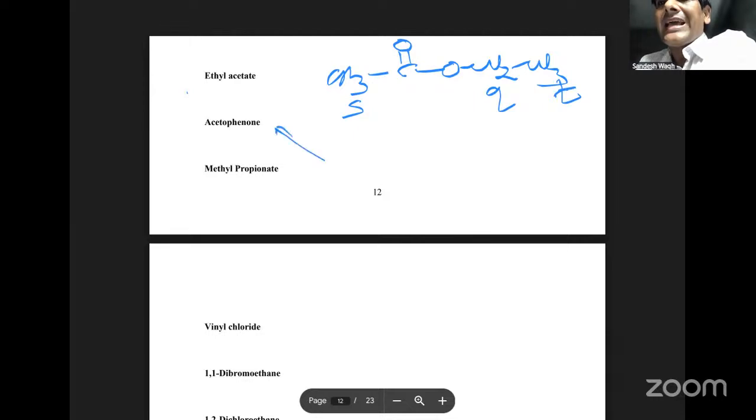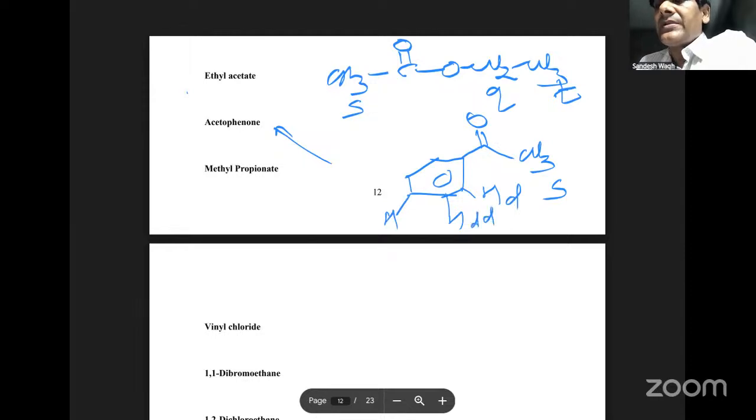Now for the acetophenone, structure is ketone. So this is your acetophenone. This is your singlet. Now for the aromatic ring, as I told you, this proton, and these are the protons. So this is a doublet, this is DD, and this is your T, triplet. So this is for the aromatic ring.